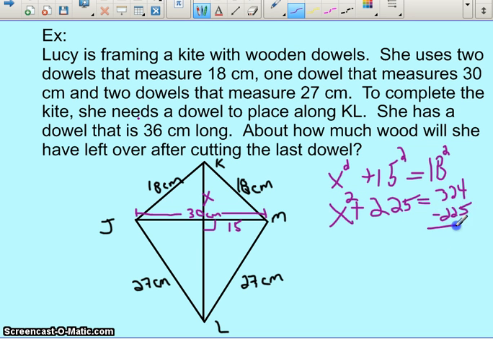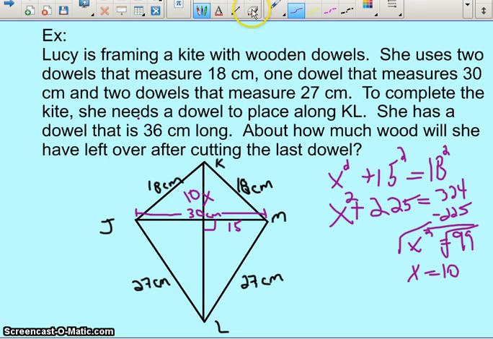And that's going to give us 99. So x squared is equal to 99. If I take the square root of that, well, I know that 10 times 10 is 100, so we're really close to 10 on this one. So I'm just going to put 10 right here for this length.